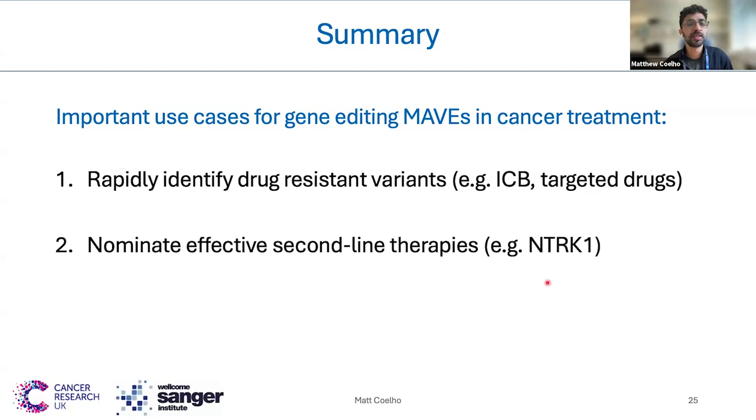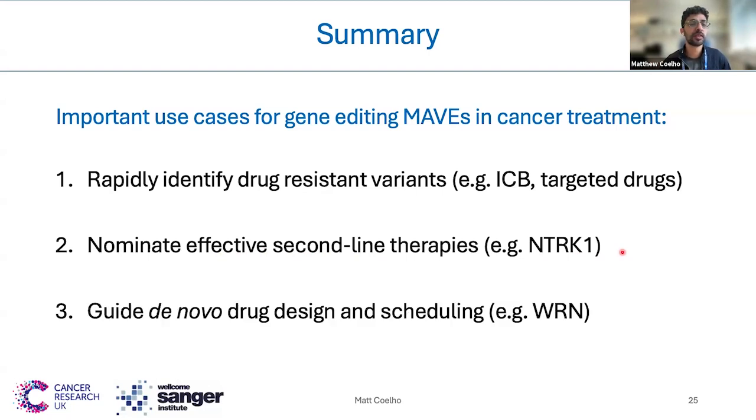Secondly, I didn't show you data on NTRK1, but in the Nature Genetics paper, I hope I showed you that we can nominate effective second-line therapies. So those variants which cause resistance to one agent are still sensitive to another, and these screens show that, so we can hopefully offer a patient with resistance another option for treatment which is already licensed and out there clinically.